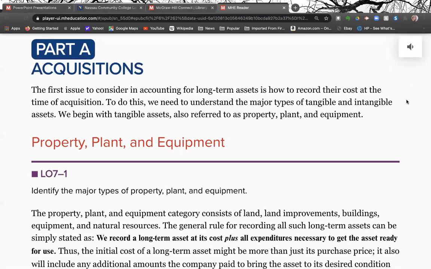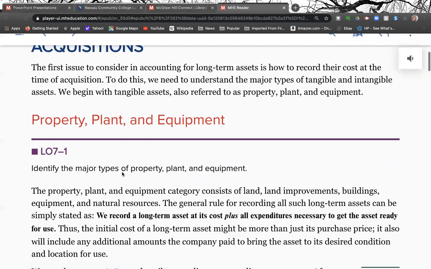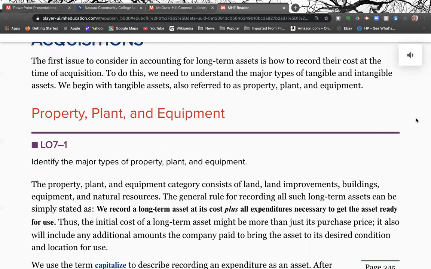Okay, now here. This is the first main topic we're going to talk about. Acquisitions. In other words, buying these assets. So here's the general rule. You know, the challenge for us is to know how much are we going to debit the account for? If we're buying land, how much are we going to debit land for? If we're buying equipment, how much are we going to debit equipment for, et cetera? Where do we get that number?